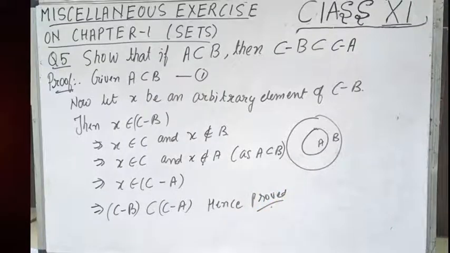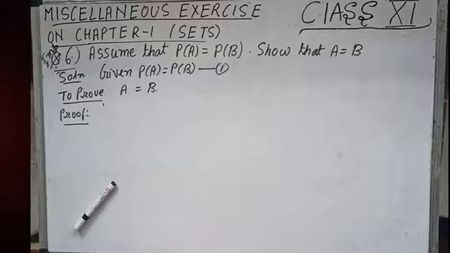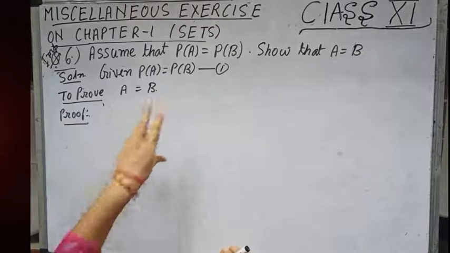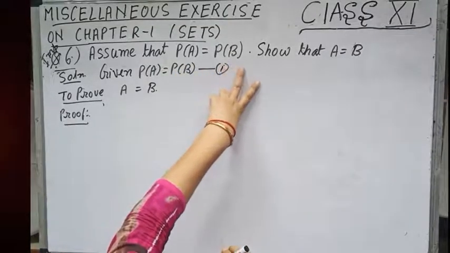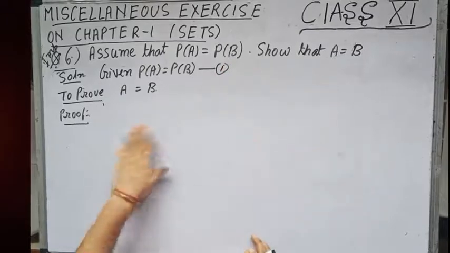Now let us move to the next question, children. Now let us come to question number 6, which says that if power set of A equals power set of B, then prove that set A equals set B.